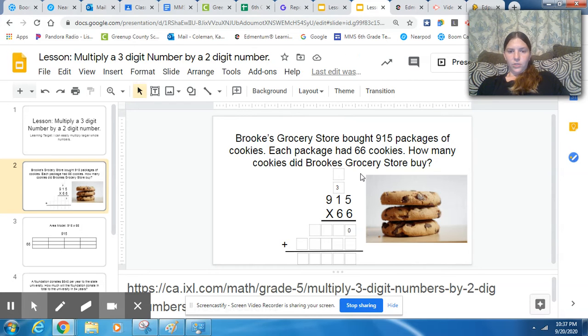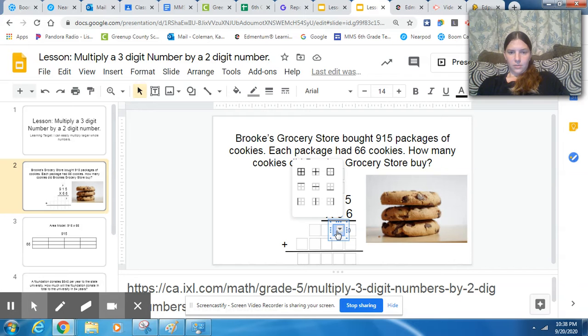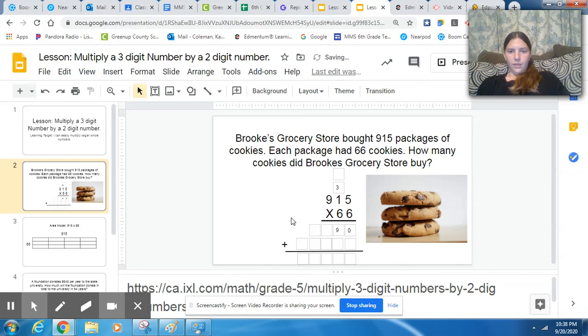And then I'm going to multiply 6 in the ones place by the next number to the left in the tens place. 6 times 1 is 6. And then I have to add the number that I carried over. 6 plus 3, which is 9. So I'm going to put a 9 in the next square. Then I'm going to multiply my 6 in the ones place by the next number to the left in the hundreds place, which is 6 times 9. We're going to get 54.